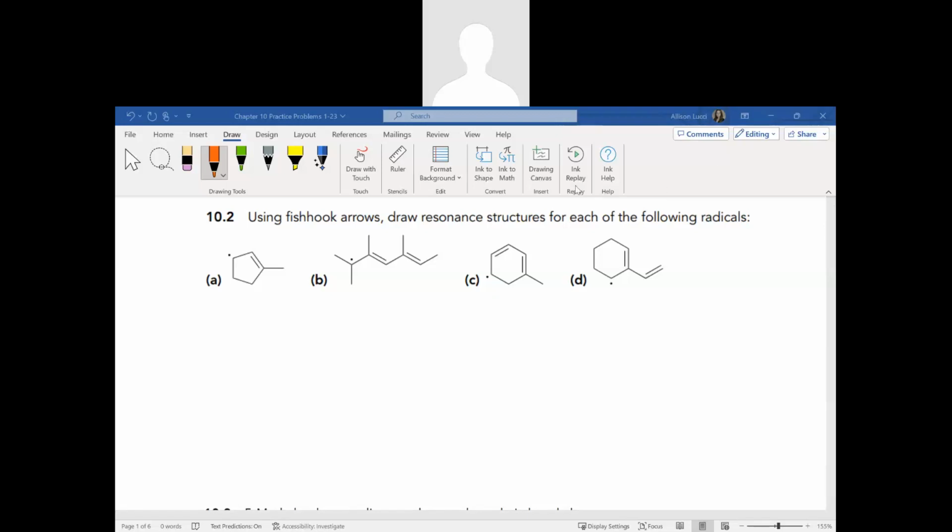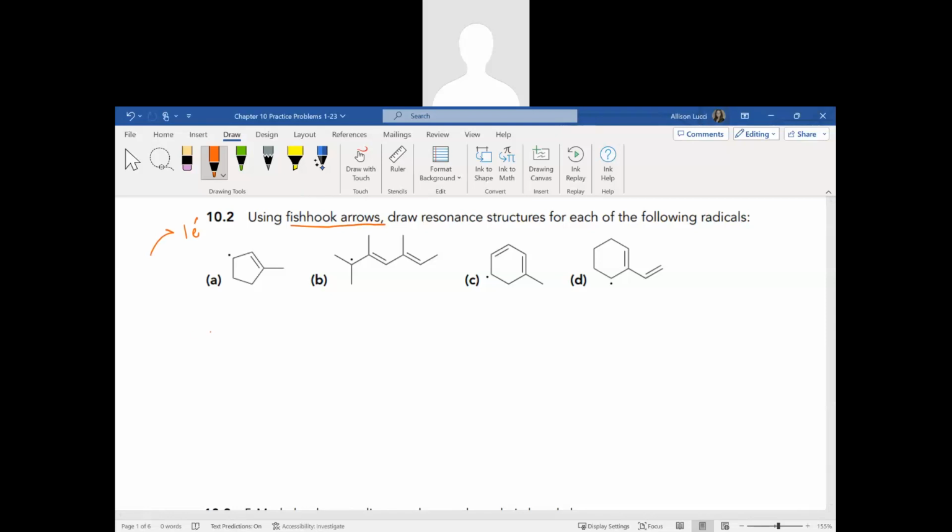In problem 2 from chapter 10, we're asked to use fishhook arrows to draw resonance structures for each of these radicals. So we'll walk through a couple of these together and we'll see what that looks like. But if you recall, the fishhook arrow moves only one electron when we draw that. So let's take a look here.